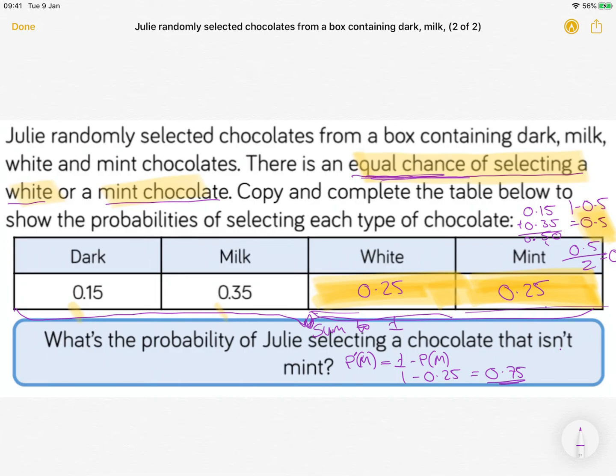Another way I could have done it was added up dark, milk and white. Which again obviously gets me the same answer of 0.75. So not mint, 0.75. We can do 1 take away the probability of mint.